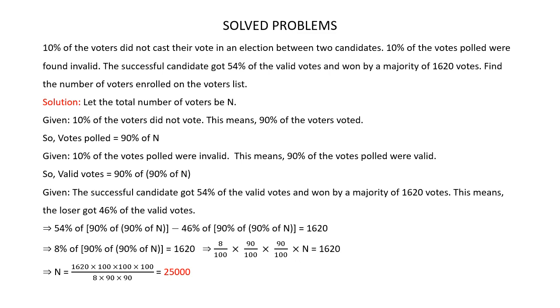1620. On cross multiplication, we get n is equal to 1620 multiplied by 100 multiplied by 100 multiplied by 100 divided by 8 multiplied by 90 multiplied by 90. On solving, we get n is equal to 25,000. So the total number of voters enrolled on the voters list is 25,000.